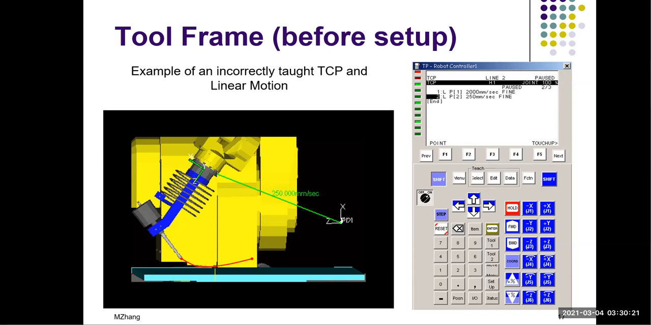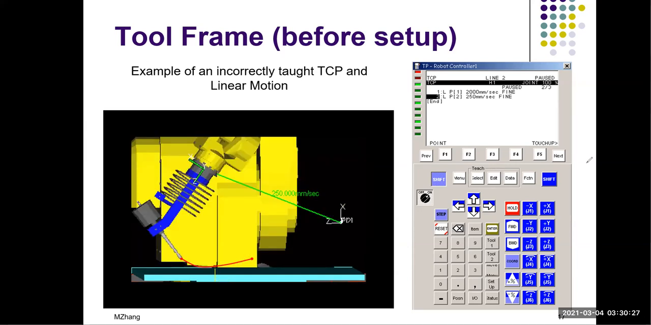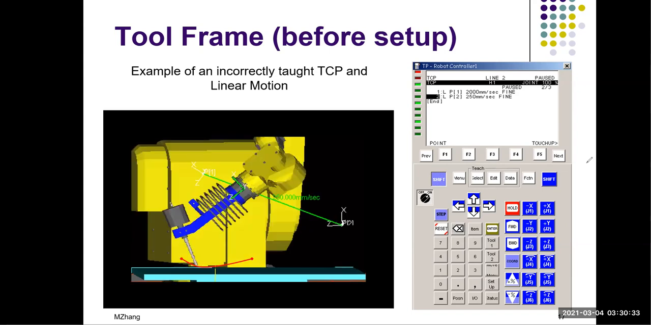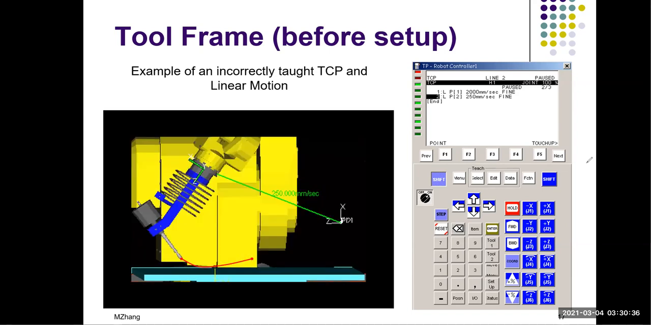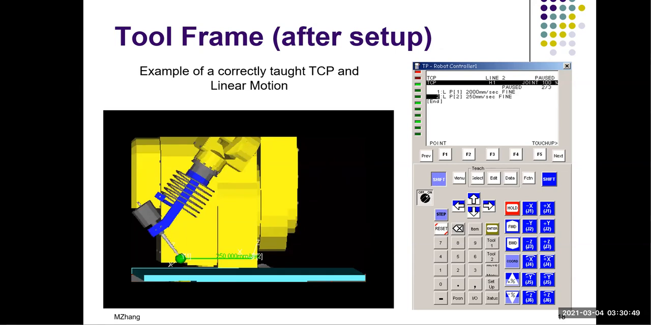Hopefully this animation will run. Let's see here. Yeah, it's running, right? You can see here the green line is a straight line, but the red line is a curve. So that's the problem you will run into if you don't teach the TCP. But next, I'm going to show you if we teach the TCP and the tool center point is successfully transferred, offset from the default into here, then this job will be done in a straight line. That is what we want to achieve at the end of the teach.